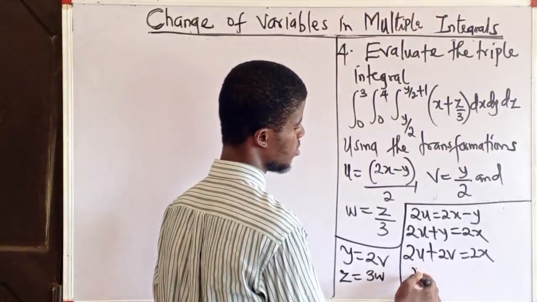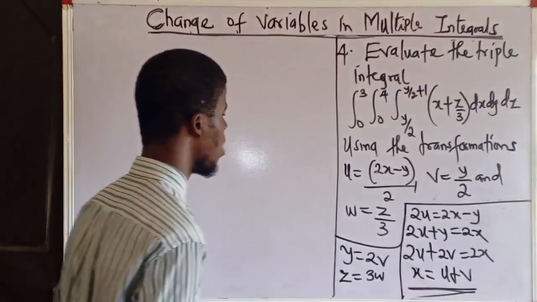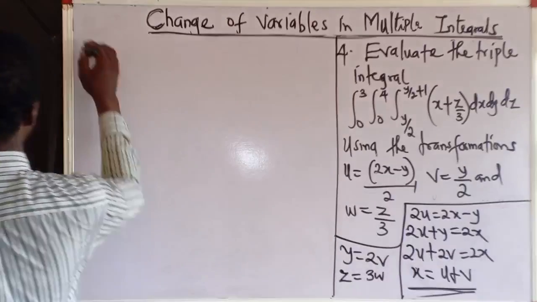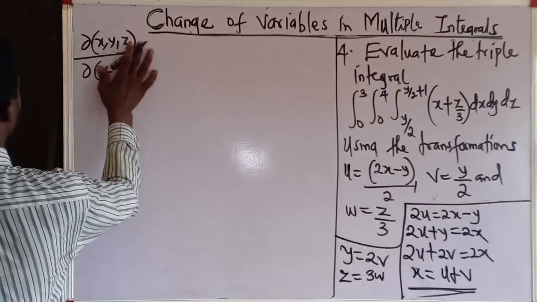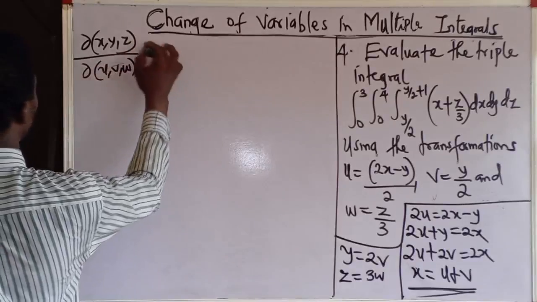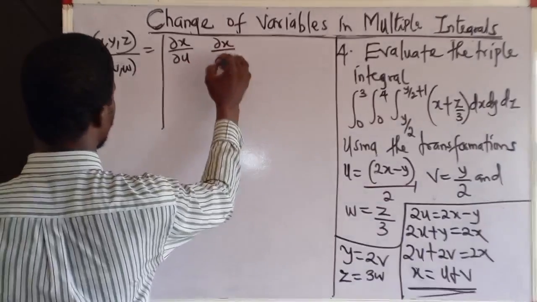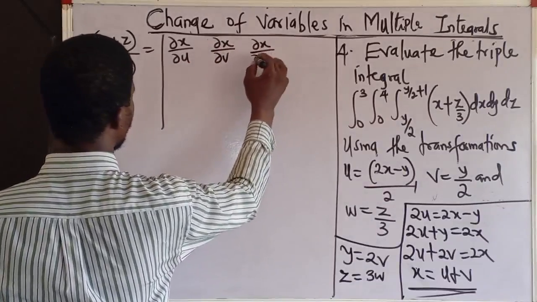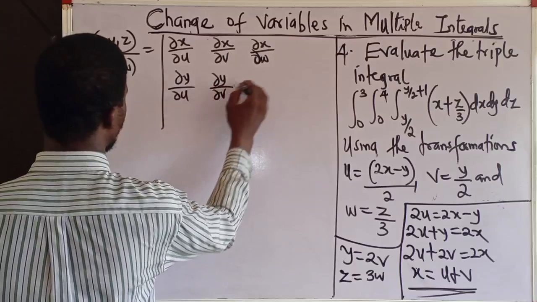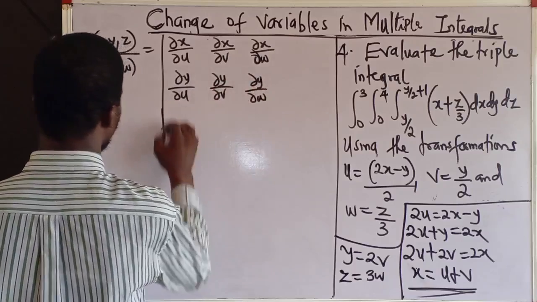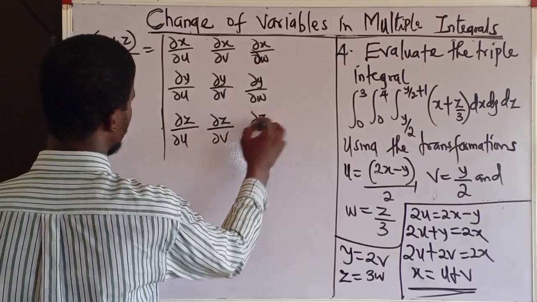It means that x is equal to u plus v. This is it for x, y, and z. So the Jacobian determinant is partial (x, y, z) over partial (u, v, w), which is the determinant of partial x partial u, partial x partial v, partial x partial w, partial y partial u, partial y partial v, partial y partial w, partial z partial u, partial z partial v, partial z partial w.